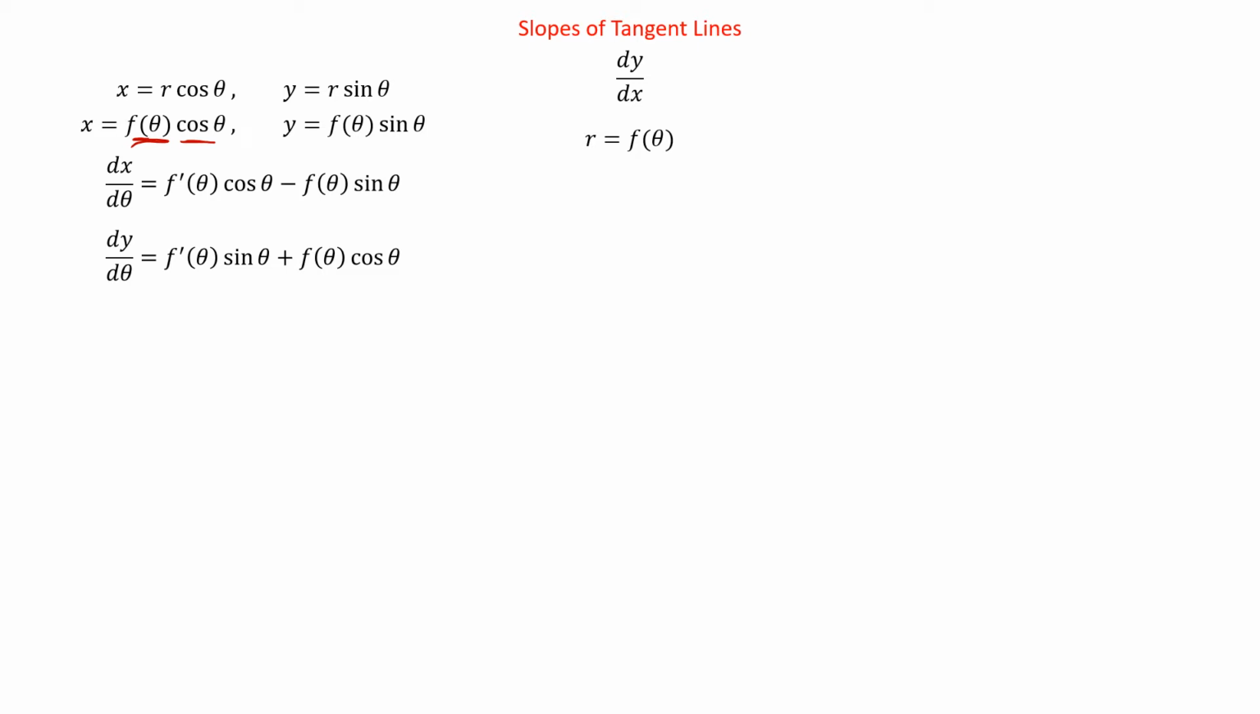And then we can put the dy above the dx to get our derivative. It's going to be f prime of theta sine theta plus f of theta cosine theta over f prime of theta cosine theta minus f of theta sine theta. Doesn't that just roll off the tongue? It's just so eloquent. No, it's not. It's kind of annoying, but we can find it. That's the formula.